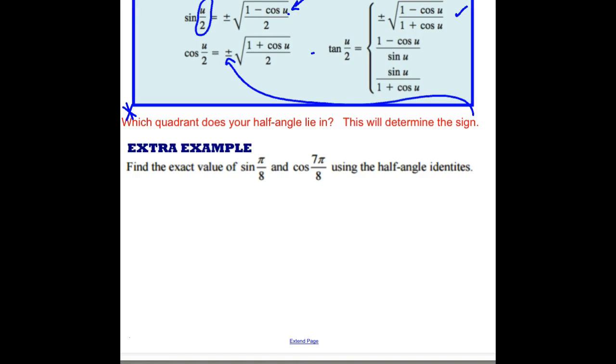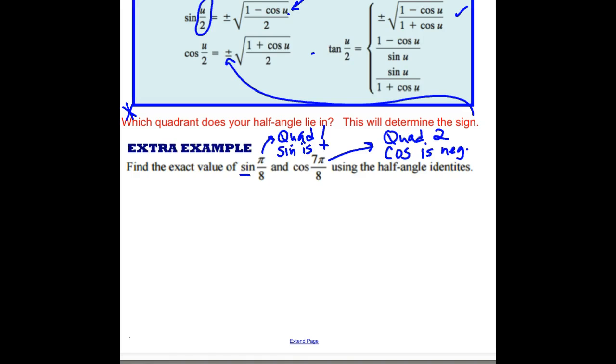Before we get started, we're going to figure out which quadrant we're going to be in. If we're looking at pi over 8, it is in quadrant 1, and sine in quadrant 1 is positive. For 7 pi over 8, we would be in quadrant 2, and this time we're looking for cosine. Cosine in quadrant 2 is negative. So we know what kind of answers we should be getting out.